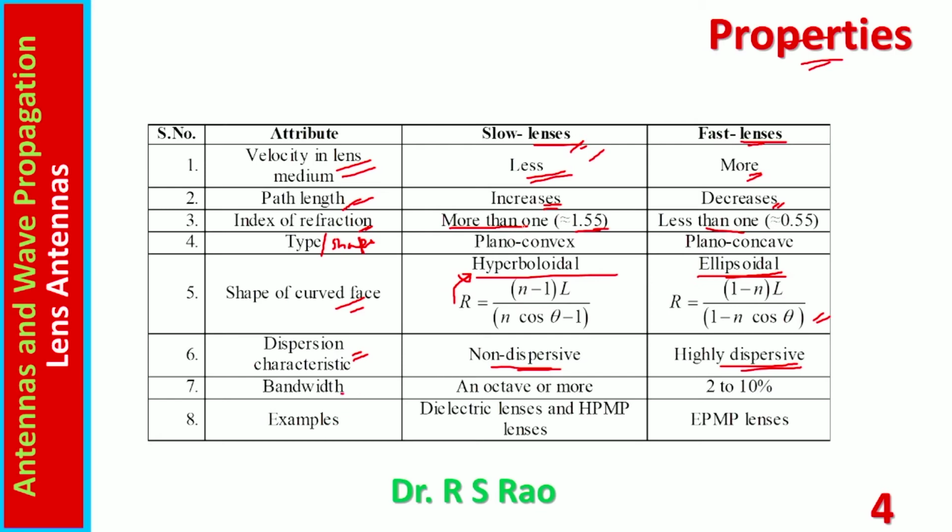Bandwidth: for slow lenses, it is an octave or more. For fast lenses, it is 2 to 10%. Examples for slow lenses are dielectric lenses and HPMP lenses. For fast lenses, examples are EPMP lenses.